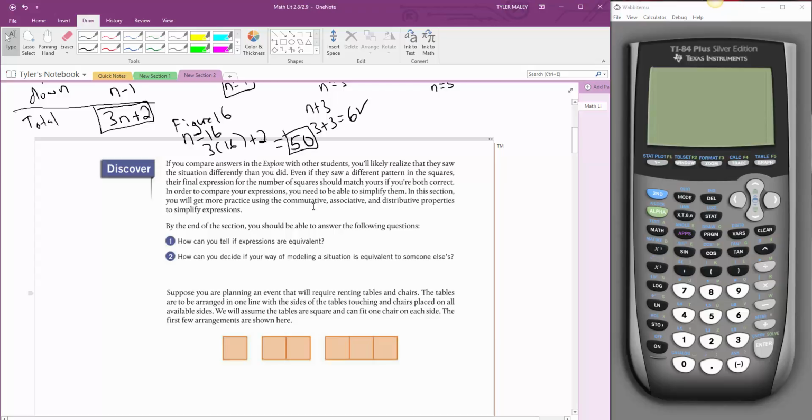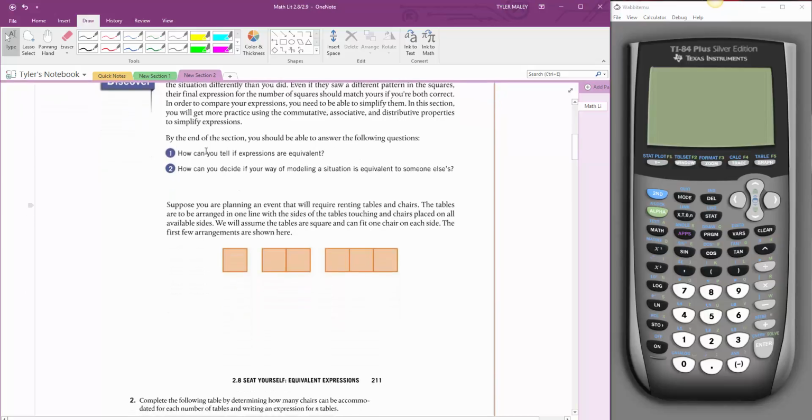So in order to compare your expression, you need to be able to simplify them. In this section, you will get more practice using the commutative, associative, and distributive properties to simplify expressions. These 3 properties are really helpful for simplifying algebraic expressions. Our 2 guiding questions for this section are: how can you tell if expressions are equivalent, and how can you decide if your way of modeling a situation is equivalent to someone else's?